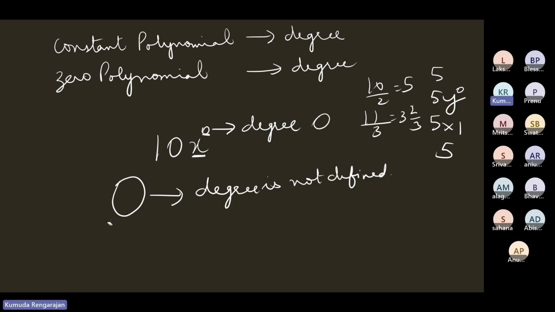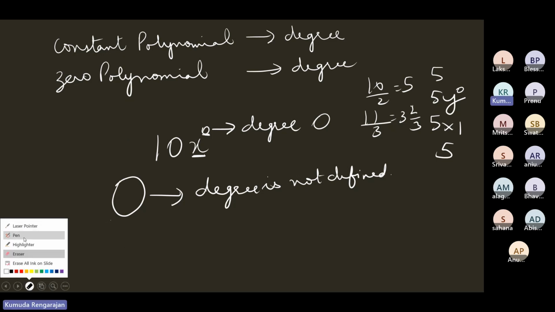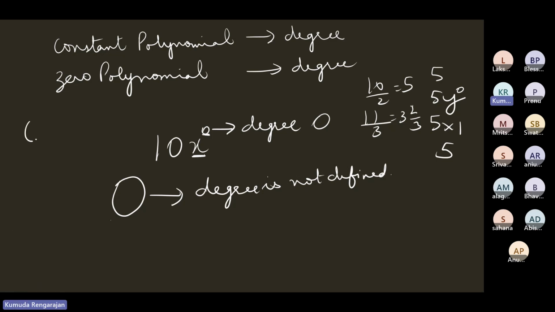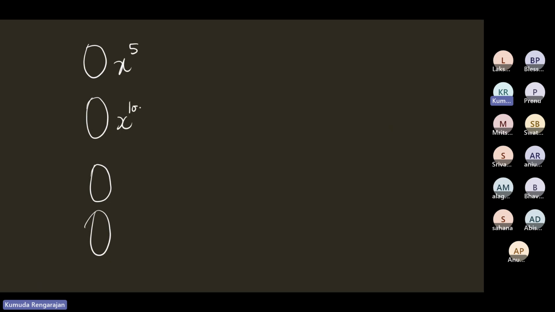So in the same way, when we say the degree of 0 is not defined, that's because you can write 0 in so many ways. What are the different ways you can write 0? 0 can be written as 0x to the power 5. It can be written as 0x to the power 100. It can be written as 0y to the power 575.